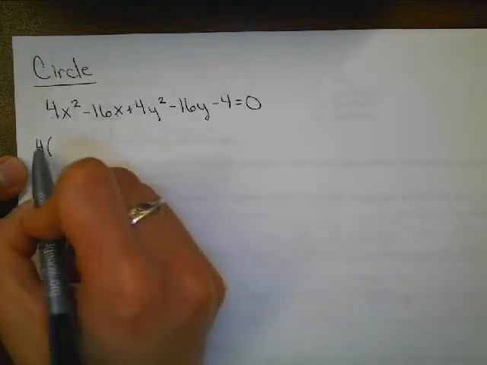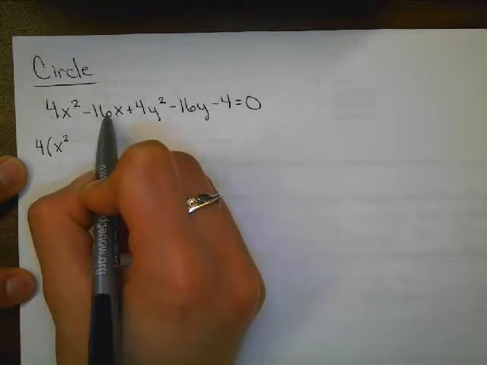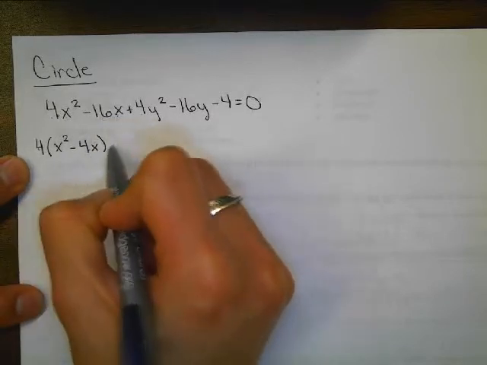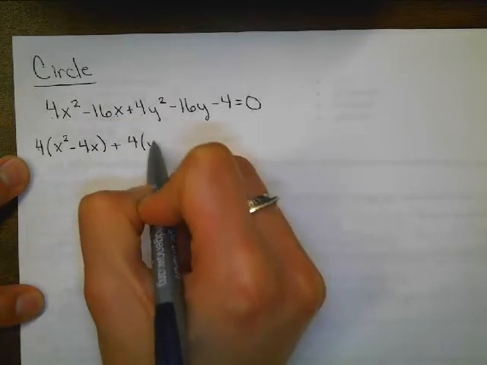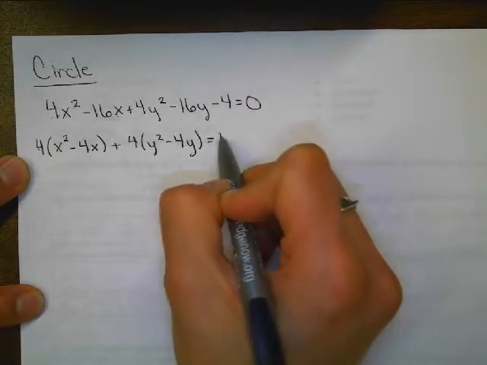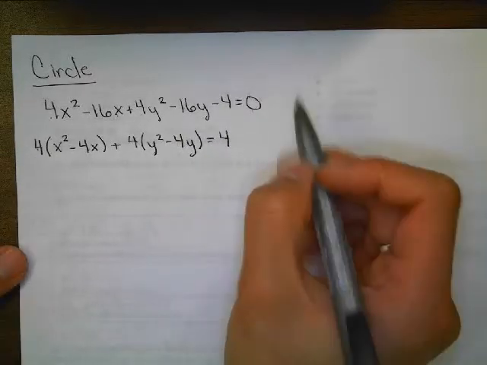So if I take out a 4, 4 divided by 4 is just x squared, and 16 divided by 4, that would be minus 4x, plus take out another 4, so that's y squared minus 4y. I'll move that 4 over while I'm here, so that equals 4.